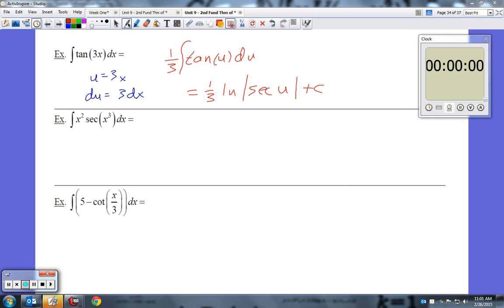But this is not my answer because it was asked in terms of x. So I have to put it as 1/3 natural log of secant of 3x, absolute value still because of that variable x, plus c. Or like some people did, the negative 1/3 natural log of the cosine of 3x. We good? Please do not work ahead.